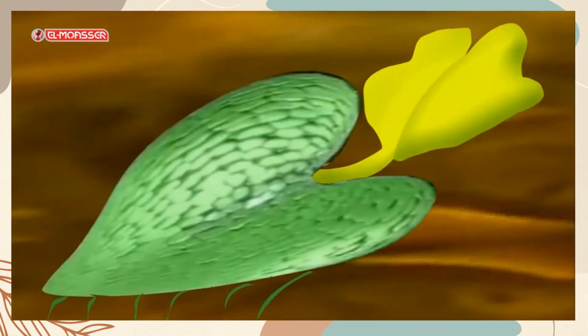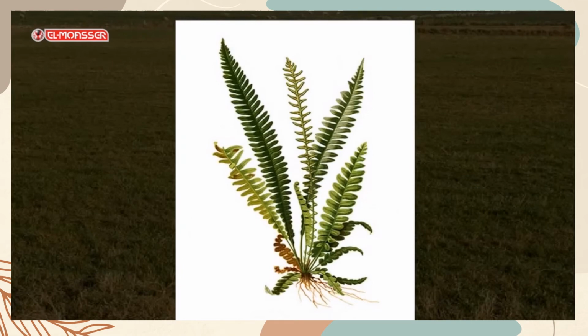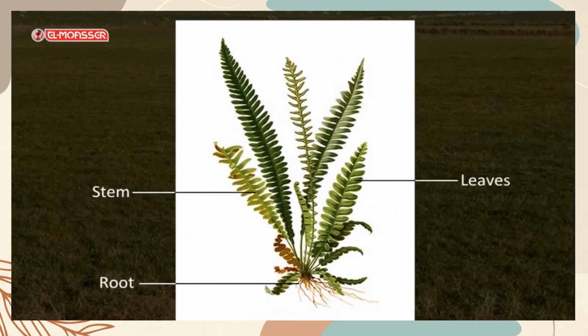The zygote divides mitotically to form a new sporophyte that grows over the gametophyte and depends on it for a short time until it develops its own roots, stem, and leaves. The gametophyte starts to degenerate while the sporophyte grows to repeat the life cycle.